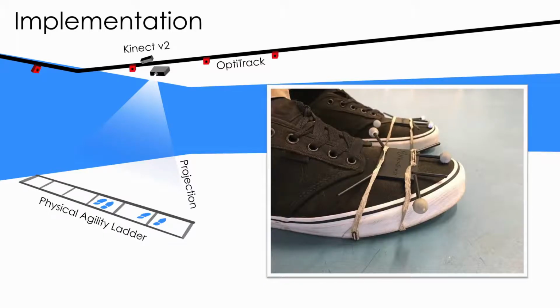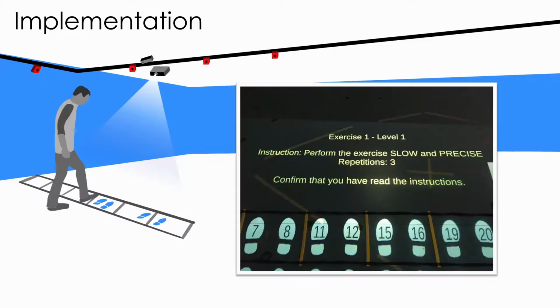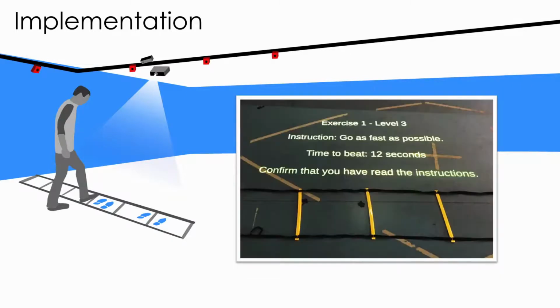To make it interactive, we added reflective clusters to the participants' shoes so that they could be tracked by the OptiTrack system. After aligning the real world to the virtual one, the system could detect correct and incorrect stepping sequences. We implemented a simple level system which would guide the user through the process of learning a stepping sequence, where the focus was on performing the exercise slowly and precisely. In the final level, the user was challenged to perform the exercise as precisely but also as fast as possible.